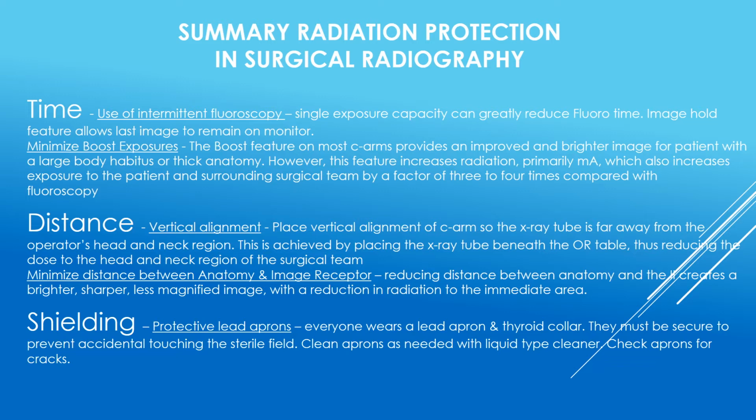Distance, vertical alignment. Place the vertical alignment of the C-arm so the X-ray tube is far away from the operator's head and neck. This is achieved by placing the X-ray tube beneath the OR table, thus reducing the dose to the head and neck region of the surgical team.